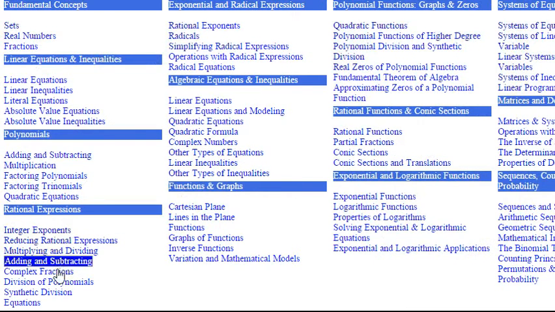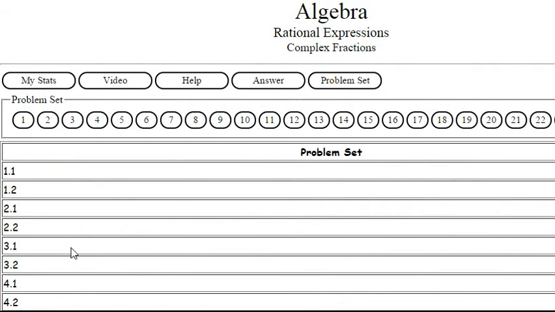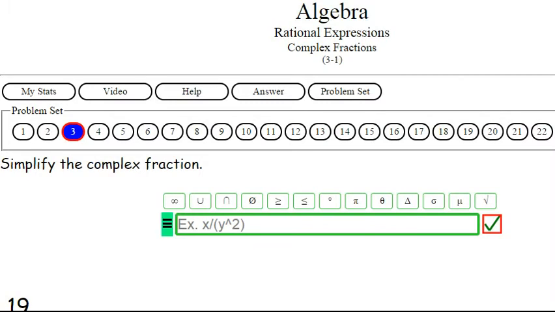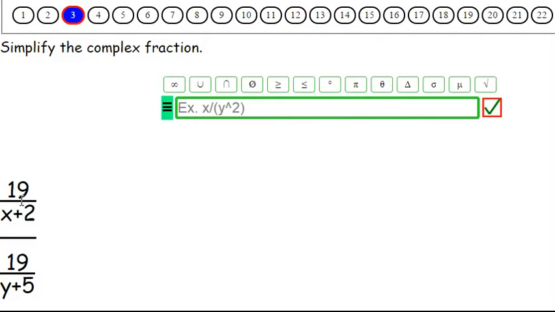Alright, let's go up to Algebra, go down to complex fractions. We're looking at 3.1. We have 19 over x plus 2, and that's all over 19 over y plus 5. And we want to simplify this down. Get it all into one single fraction, with just one denominator and one numerator.